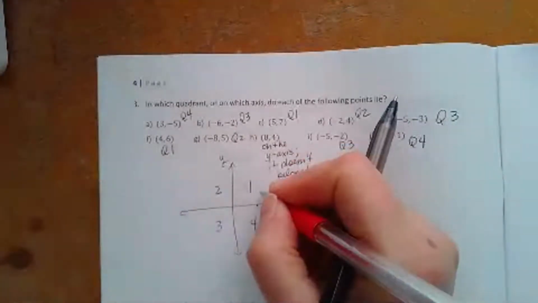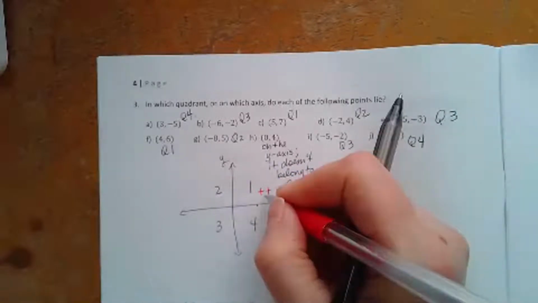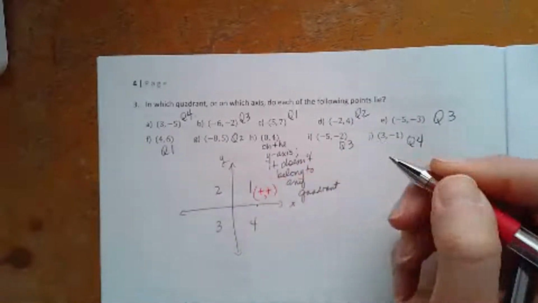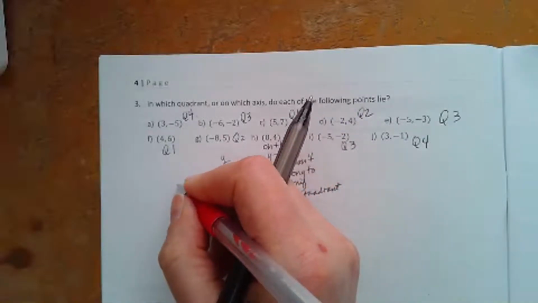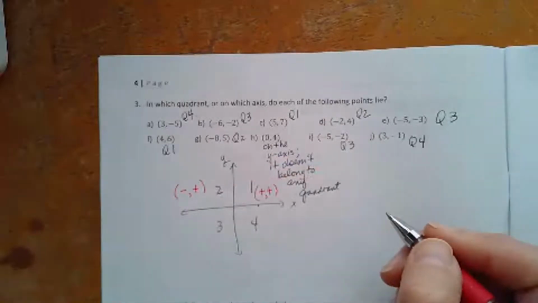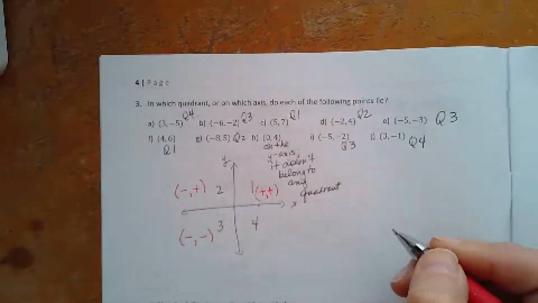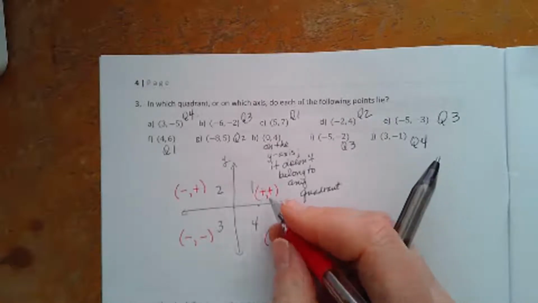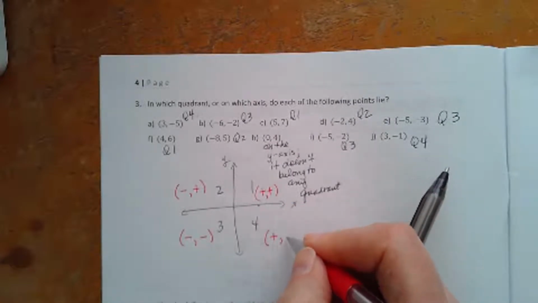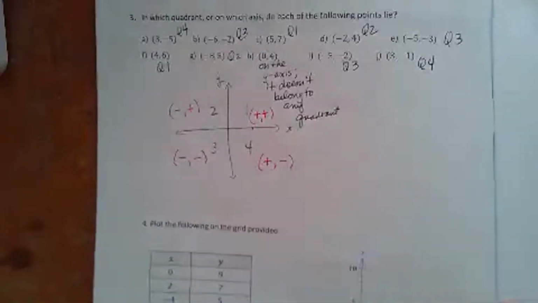Okay, so if you think about it here, in quadrant 1, both coordinates are positive, right? Positive, positive. In quadrant 2, x is negative, y is positive. In quadrant 3, they're both negative. And in quadrant 4, x is positive and y is negative, right? That's another way you can think about it.